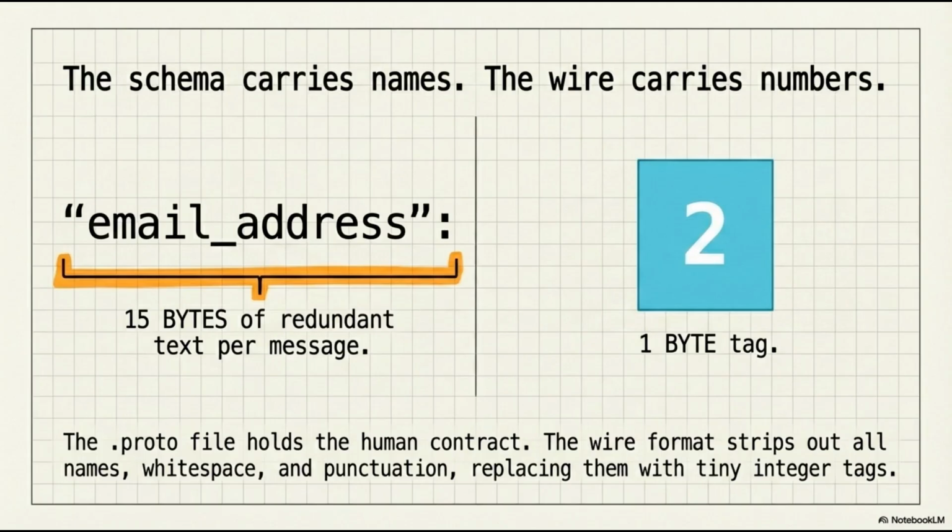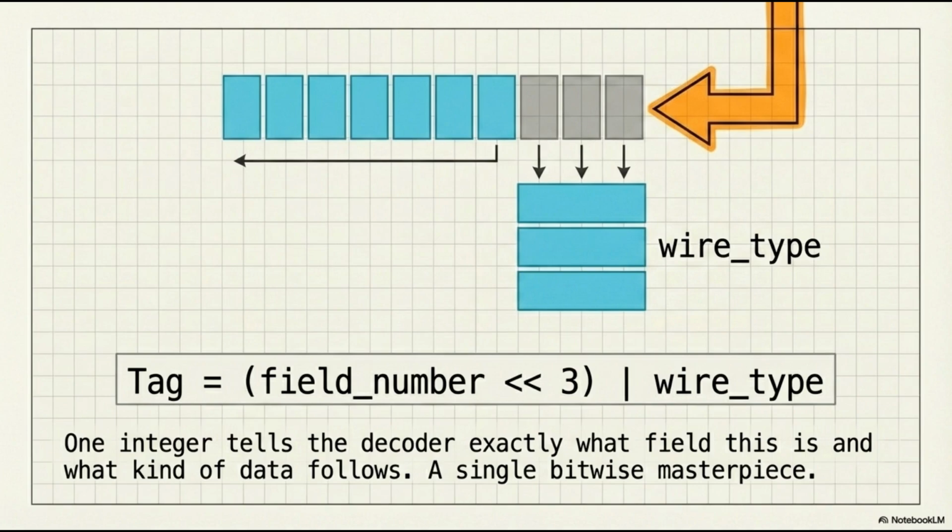Yeah, every serialized field is simply a tag followed by a value. That's it. If you assigned email_address as field number 2 in your schema, the wire only transmits a small integer tag representing field 2. And then the receiver's generated code knows that field 2 maps to email_address, so it just stitches the human meaning back together on the other side. Exactly. But the tag itself isn't just the field number.